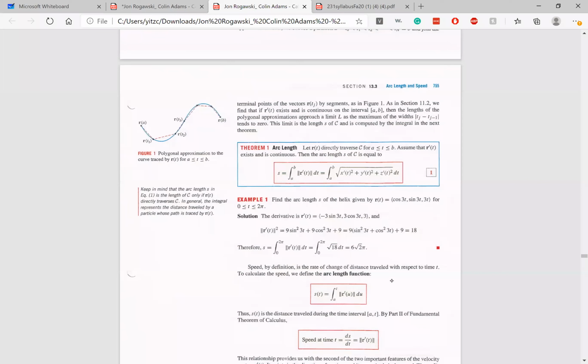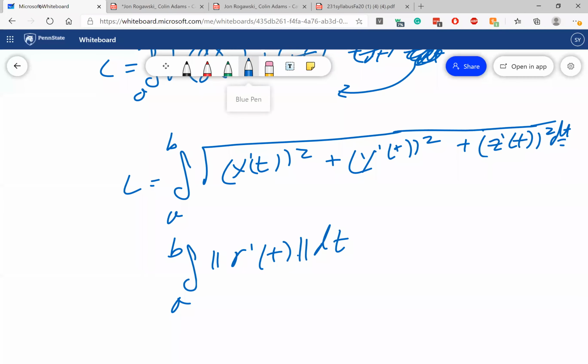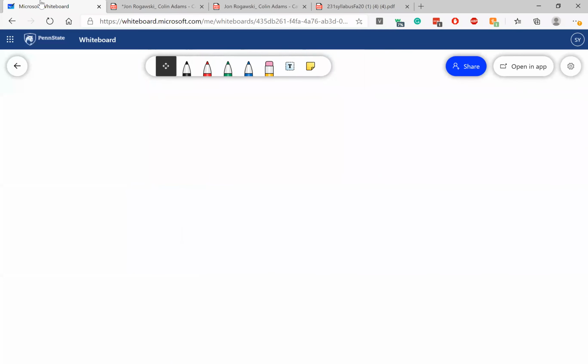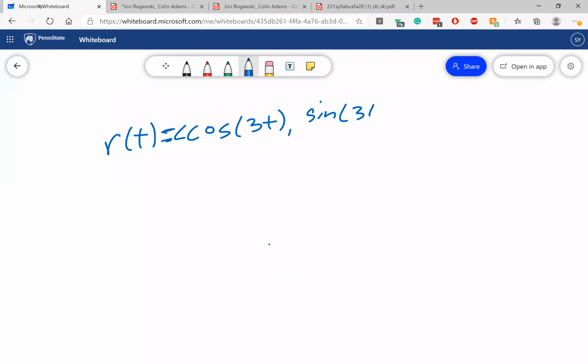So now they ask us to find the arc length of the helix given by cosine 3t, sine 3t, and 3t. So r of t is equal to cosine of 3t, sine of 3t, and 3t. So this is a helix.